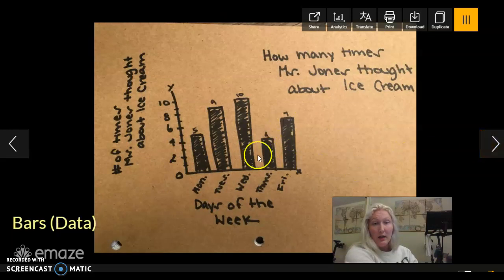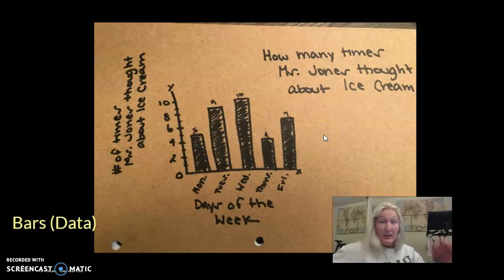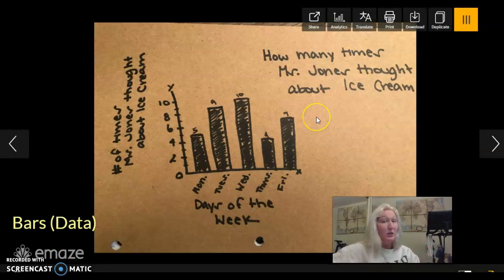And then you want to go ahead and put your data in. So I have my 5 on Monday, my 9 on Tuesday, 10 on Wednesday, 4 on Thursday, and 7 on Friday. You won't always need to put these numbers on top, but since I did not use graph paper, I wanted to make sure they were easy to understand. You will be using graph paper eventually, but next week we will be working in groups and you will be using posters, so that's just something to think about, but eventually you will use graph paper.